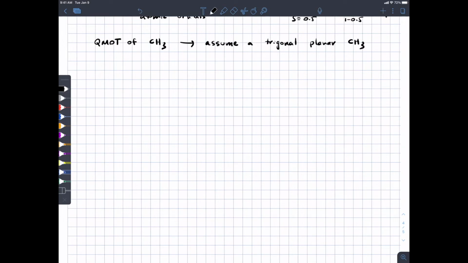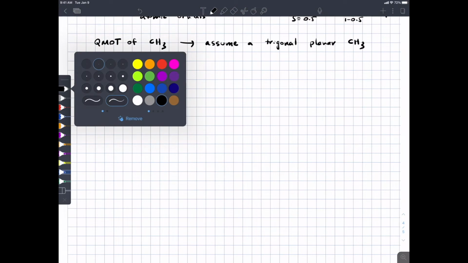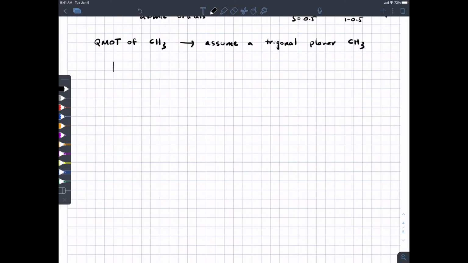Now, it might help us in this discussion to establish a coordinate system. So I'm going to say that the up direction is x, that the y direction is out here, and that this direction is z. In doing so, I recognize that I may have run afoul of somebody's favorite coordinate system handedness conventions. I don't know whether this is right or left-handed. I also don't care. That's just what we're going to do, okay? So we're going to imagine a trigonal planar CH3 lying in the xy plane.